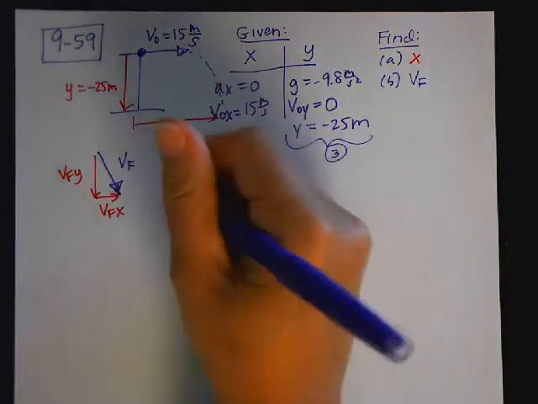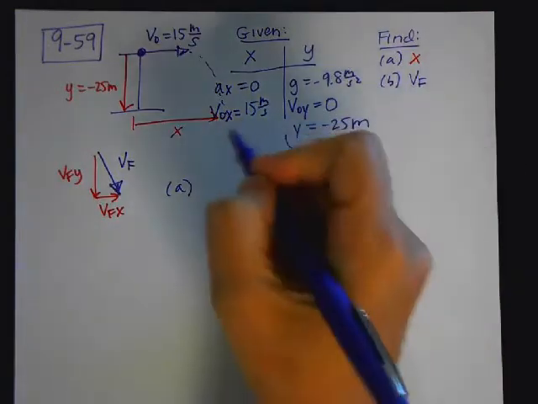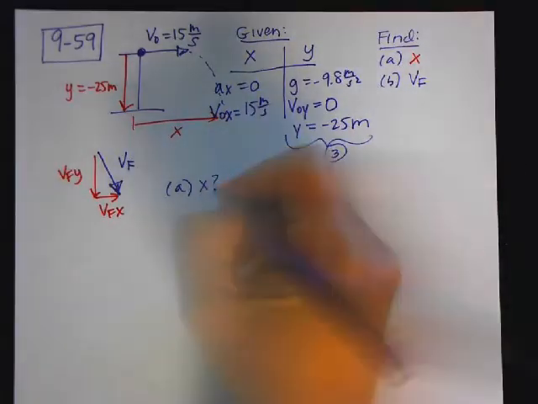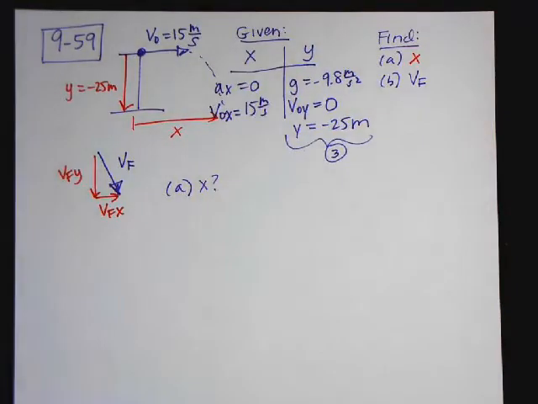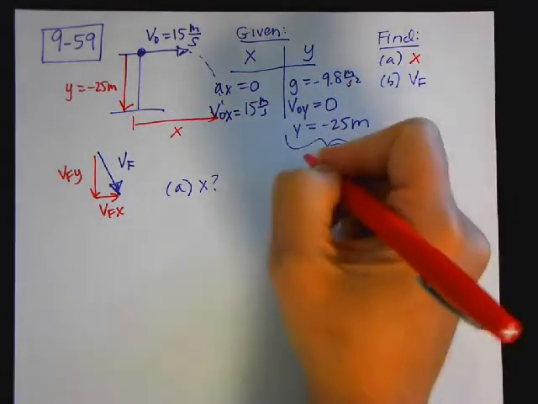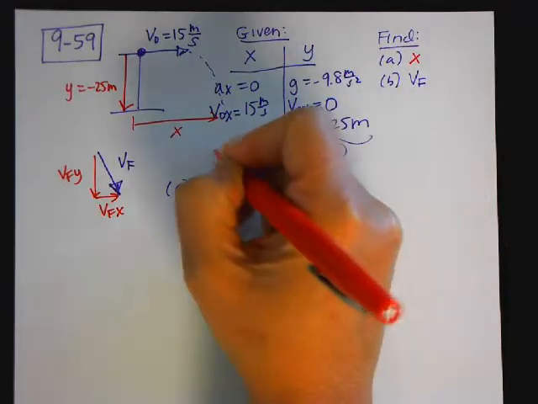So let's start with A. How far from the base of the cliff? Now, how far from the base of the cliff is x? So that means I have to do stuff here on the x side, but I don't have 3 things. So then I'm going to say, well, what's the common factor on both sides? And that's t. So I can use this information to find t. And once I find t here, that's going to be equal to t here.